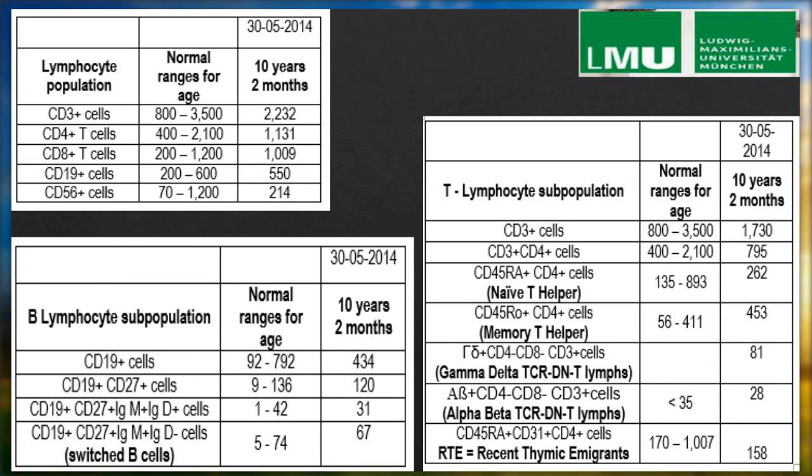We did also a B lymphocyte subpopulation assay that also was normal, CD19, CD27 positive cells indicating memory cells, all normal, and switch B cells also normal. And we also did a T lymphocyte subpopulation and an extended assay showing naive T helper cells, memory T helper cells, the gamma delta double negatives, the alpha beta double negatives, and the recent thymic emigrants. And as you can see, all within ranges.